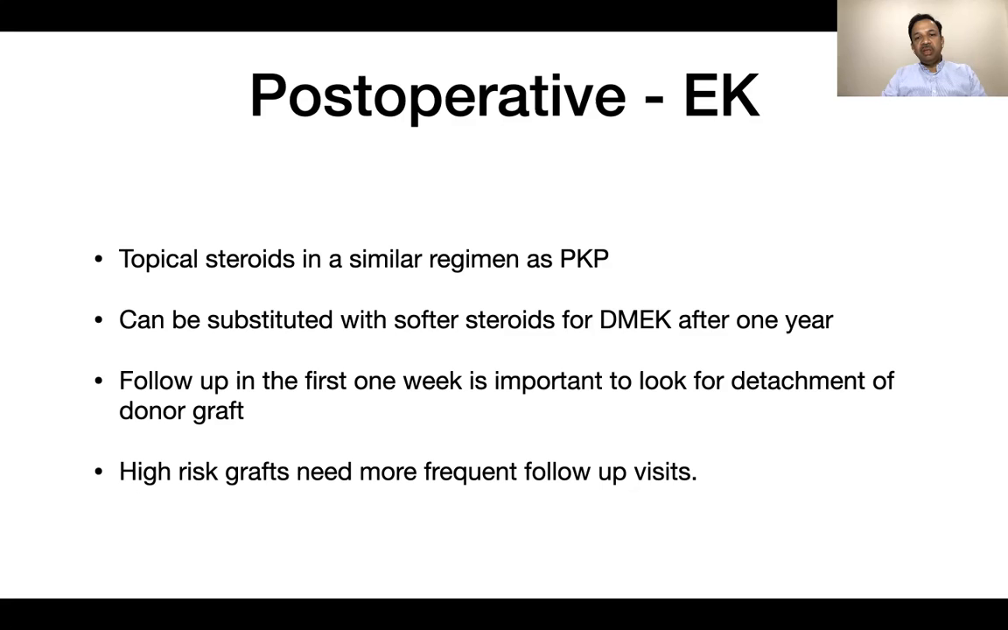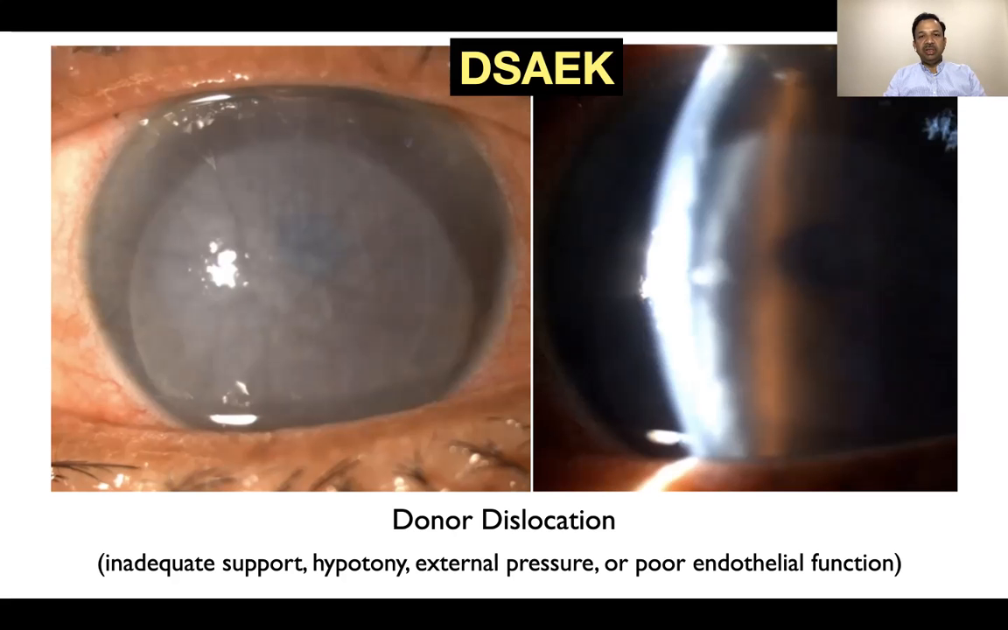However, in eyes with DMEK, because the risk of endothelial rejection with DMEK is pretty low, after a year, you can switch over from regular steroids to soft steroids for DMEK. Follow-up in the first 1 week is important once the air or the gas bubble has reduced in size, to look out for any detachment of the donor graft, because there are no sutures holding the graft in place. If you have a high-risk graft or a complex surgery, you need more frequent follow-up visits to ensure that the graft is in position and does not require any secondary procedure.